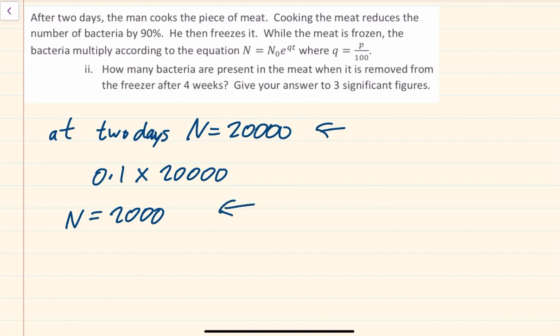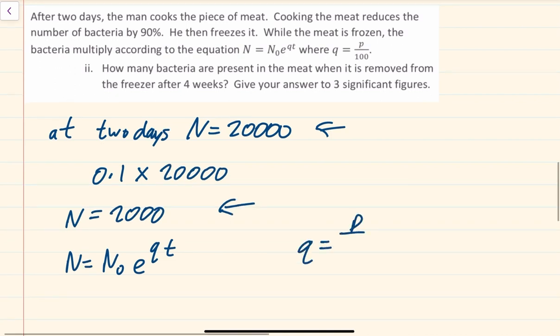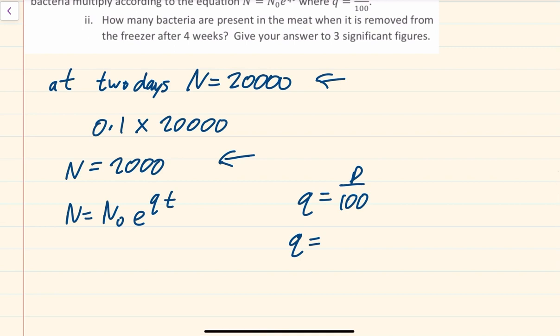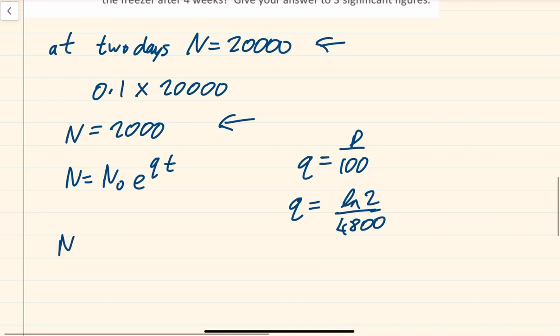He then freezes it. While the meat is frozen, the bacteria multiply according to the equation N is equal to N0 e to the Qt, where Q is equal to P over 100. Now we know what P is from earlier on. P was equal to ln 2 over 48. So ln 2 over 48 then divided by 100 again is going to be, the perfect answer is ln 2 over 48, and another 00, so 4,800.